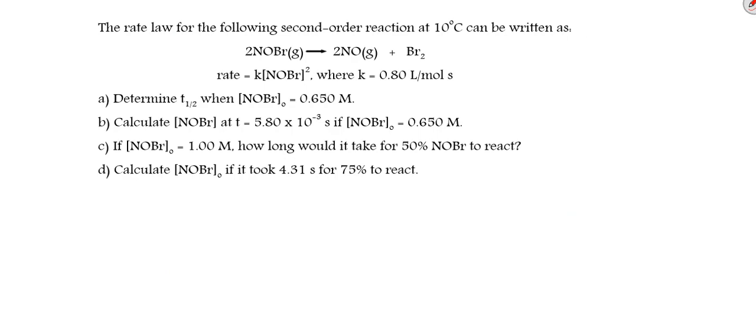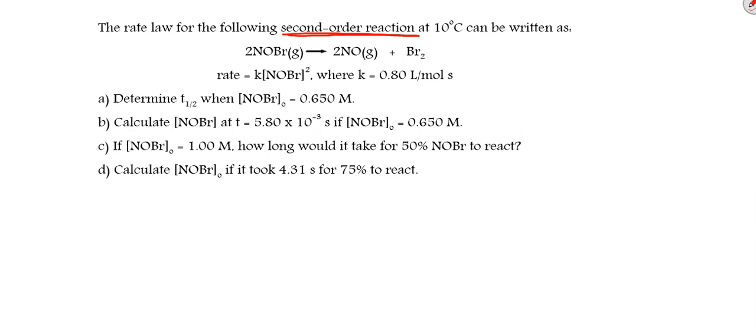Here's a problem that is very typical in an AP question for kinetics, where it says the rate law for the following second order reaction at 10 degrees can be written as, and there's my equation. They give me the rate equals k NOBr squared, and they give me the k. They've given me a lot of information. It says determine the half-life when the original amount of NOBr is 0.650.